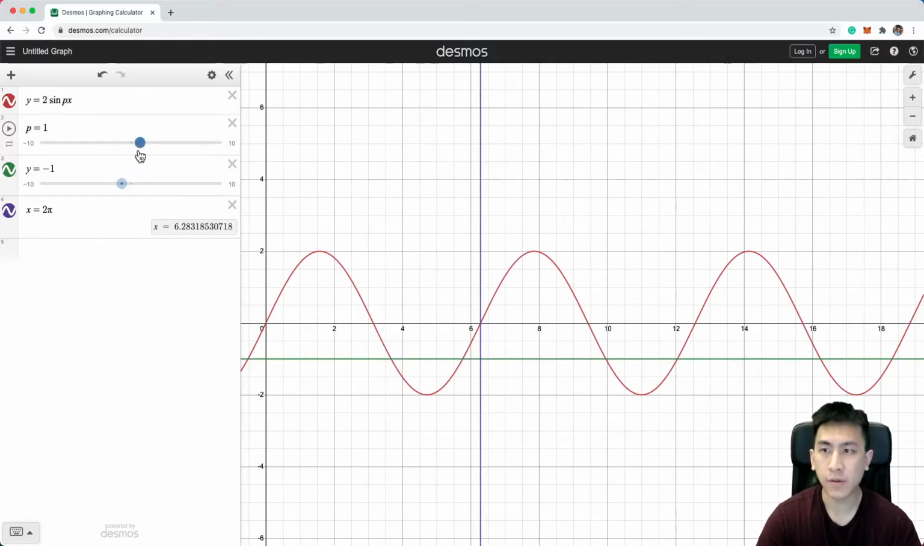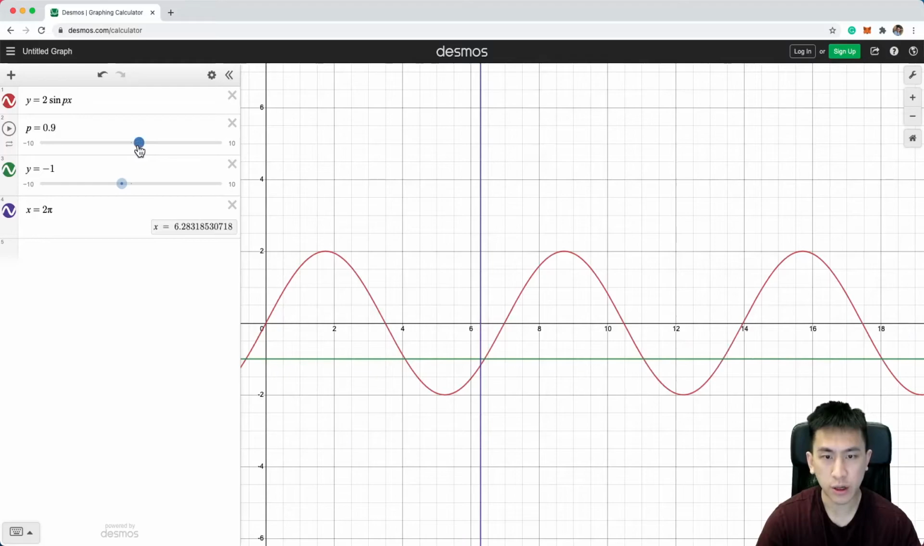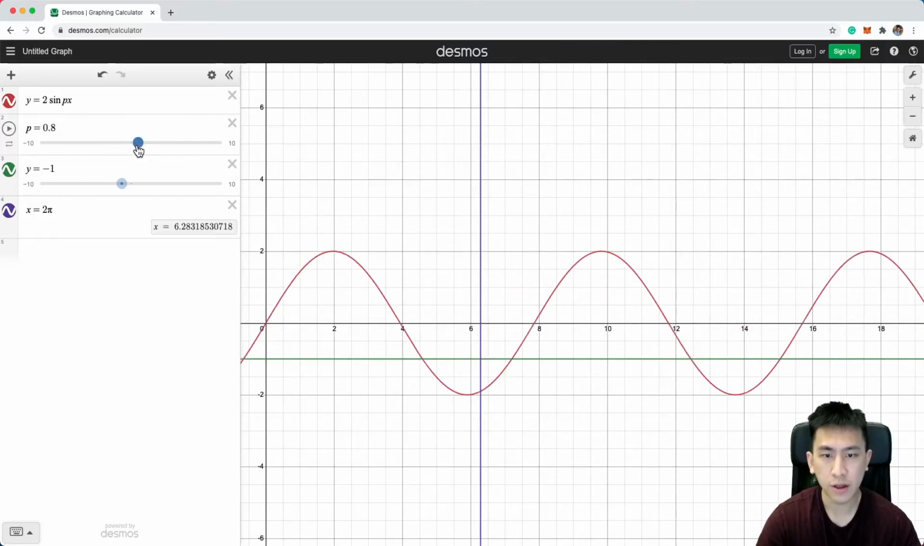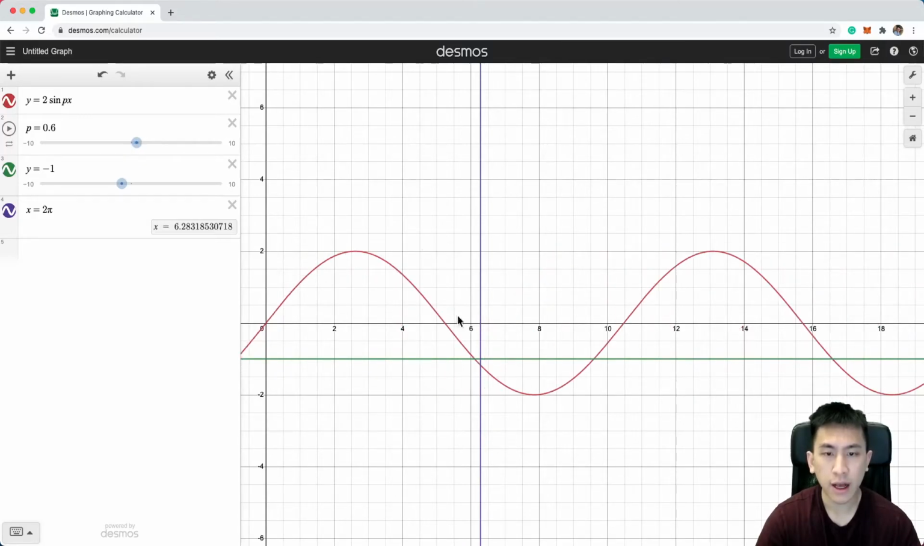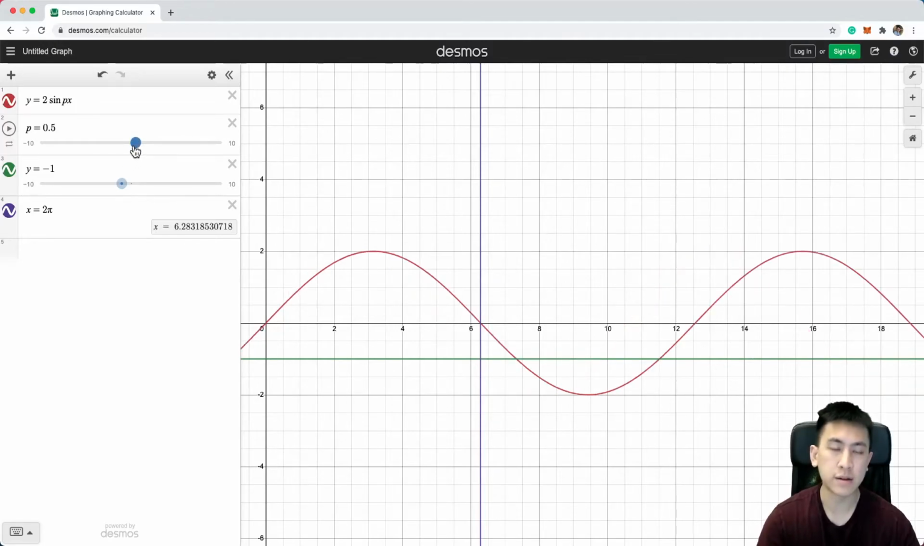But now let's see, if I start making p smaller, it starts stretching the graph. And if it starts stretching the graph, can you see, about somewhere like here, the graph is going to stretch out so that it would not hit the point -1. It wouldn't hit -1 before 2π. If I stretch even more, you can see that would definitely work, right? Because between the black line and the purple line, which is 0 to 2π, the graph did not intersect the green line. It only intersects afterwards.